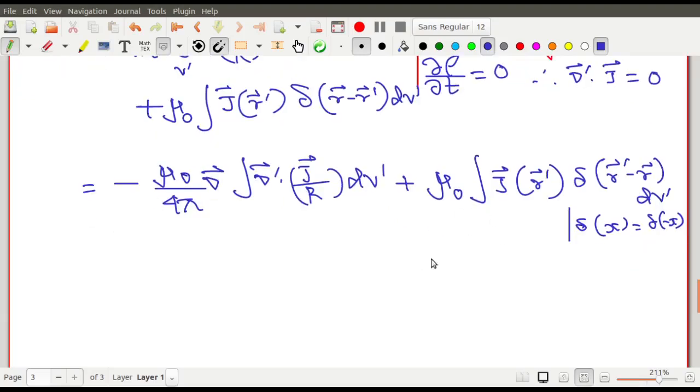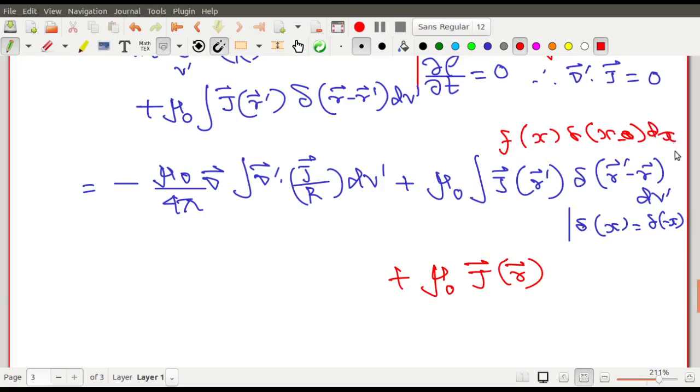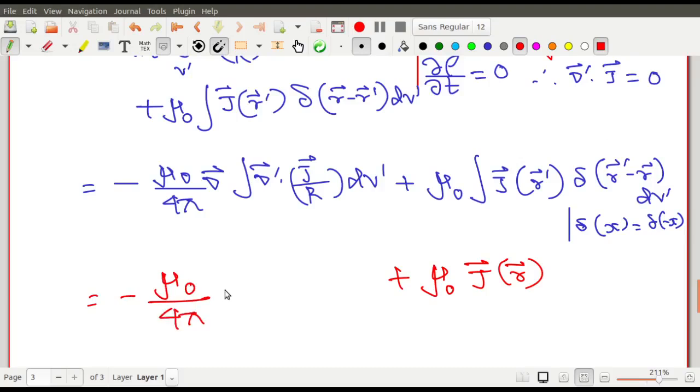So what will this be now? From the properties of delta function you know that this will now be mu 0 J vector r. So this will now be J of r, right? It will be only J of r according to the properties of the delta function. F of x, delta of x minus a, into dx is what? It is only f of a. So that is what I have written, J of r. And on this side there is nothing to do, leave it as it is.